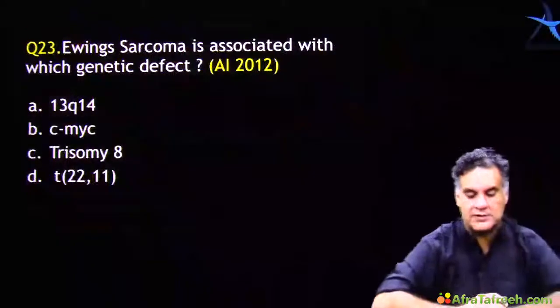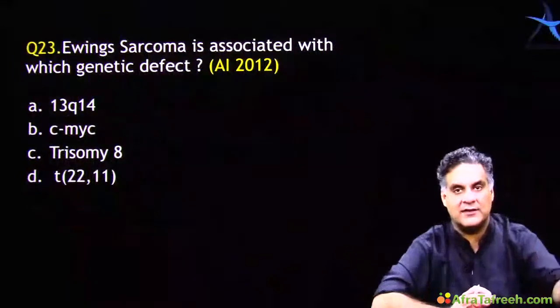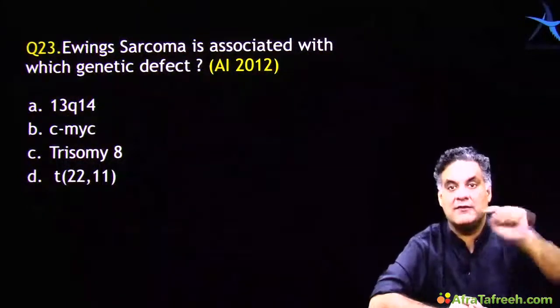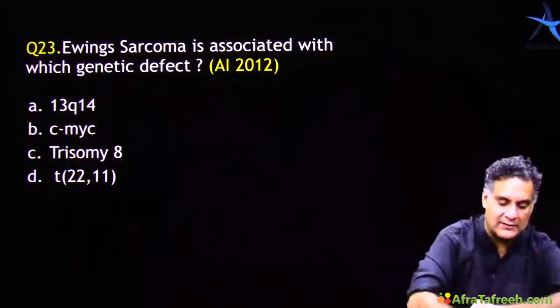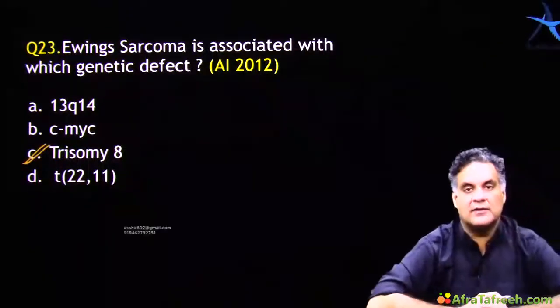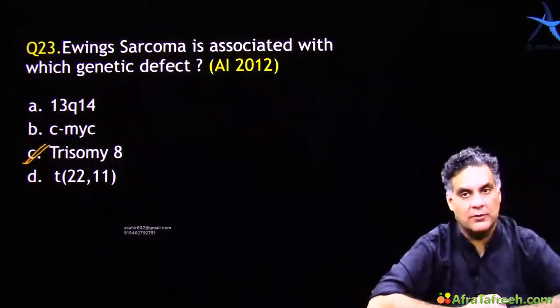A very important question. And the associated genetic defect with Ewing's is translocation 11;22, not 22;11. So the answer here is trisomy 8. And this is what you should remember when it comes to the bone tumors.